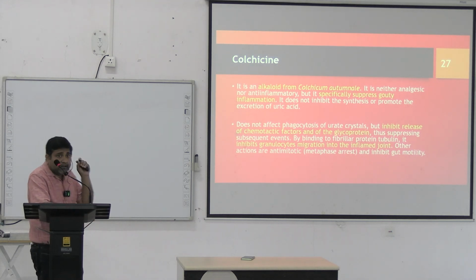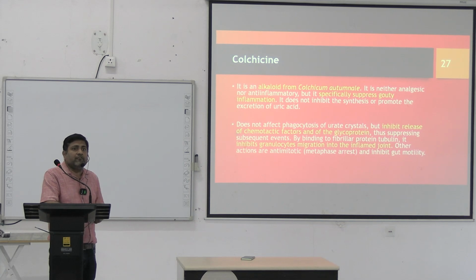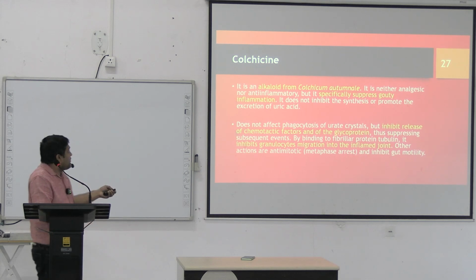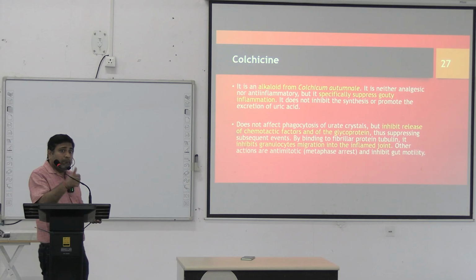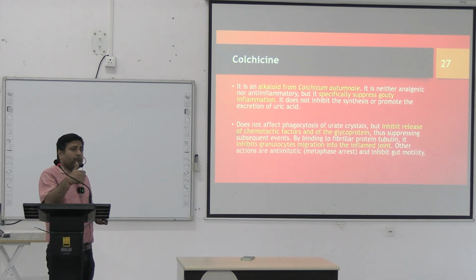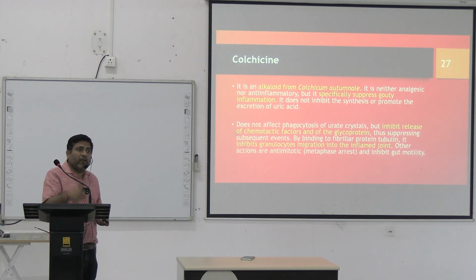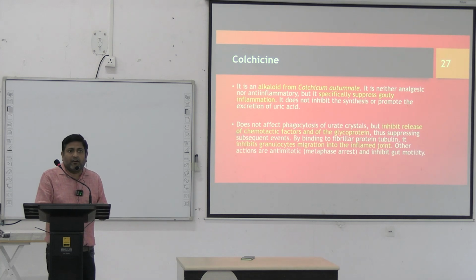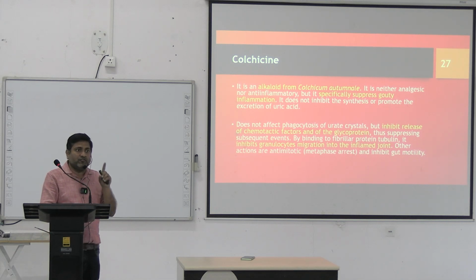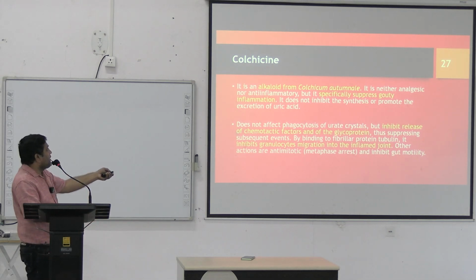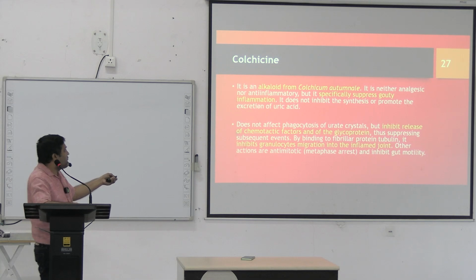It is neither analgesic nor anti-inflammatory, and it has got a specific action on gouty arthritis. So, it specifically suppresses gouty inflammation. basically একটা পেশেন্ট ইনফ্লেমড জয়েন্ট নিয়ে এসছে, যদি কলচিসিন দেওয়া হয় and the inflammation suppresses, then the inflammation is due to acute gouty arthritis. It can be diagnosed. It is so specific, but it specifically suppresses gouty inflammation.